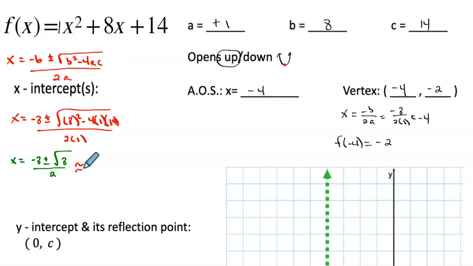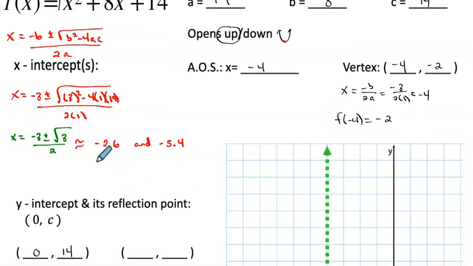So I'm going to get two estimates here. I'm going to have to estimate this on my calculator. If I do negative 8 plus the square root of 8 and divide by 2, I get negative 2.5857 and so on. I'm going to round this to the nearest tenth, so about negative 2.6. And if I do negative 8 minus the square root of 8, I'm going to get negative 5.4 if I round to the tenths again.